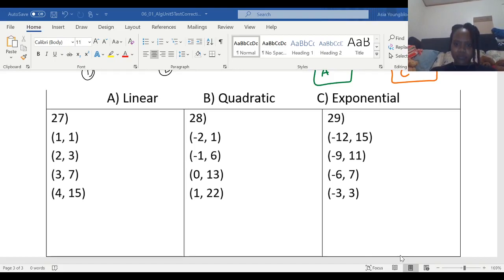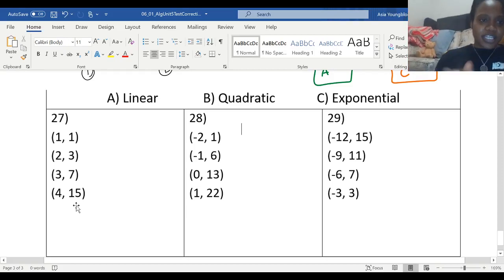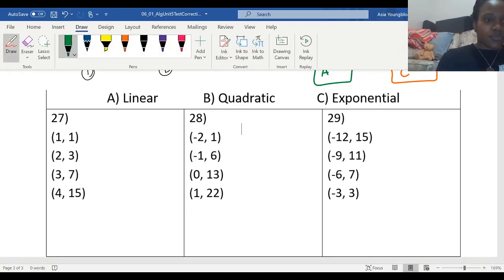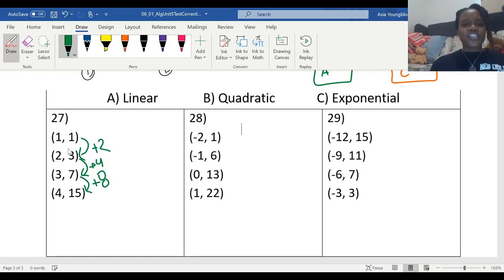So for 27, we see that these numbers are increasing, and we want to look at each increase individually. So from 1 to 3, we are adding 2. From 3 to 7, we are adding 4. And from 7 to 15, we are adding 8. So this change is not the same. Because this change is not the same, we automatically know that these ordered pairs, or these points, do not represent a linear function. Now we need to see this second change, if it's increasing additively with addition or multiplicatively with multiplication. That will determine whether or not these ordered pairs are quadratic or exponential.